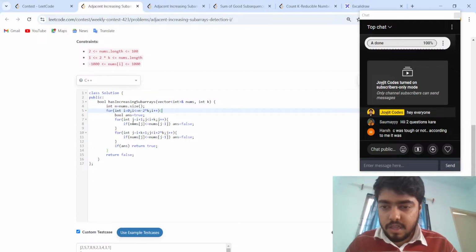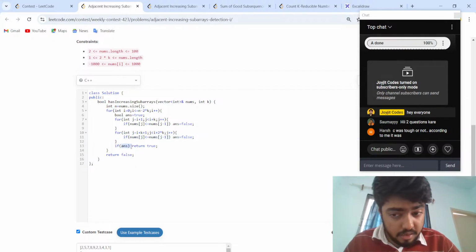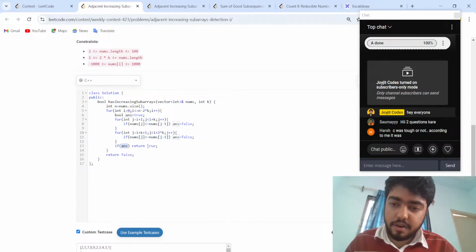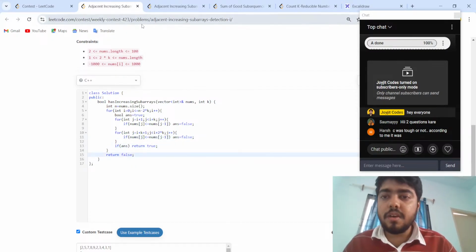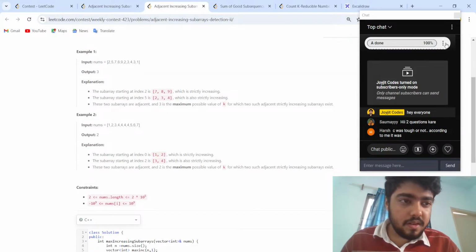So what we do is we check from i plus 1 to i plus k, and then from i plus k plus 1 to i plus 2 into k. If at any position we find that it is not strictly increasing, we just make it false. If it is true for some case, we return true. Otherwise, we return false. So I think A is clear for everyone, right? A is clear for everyone.